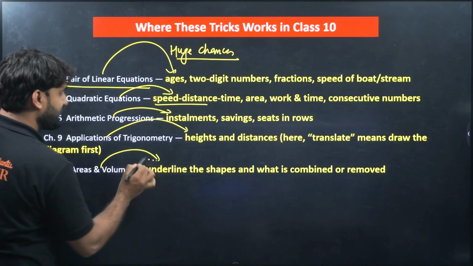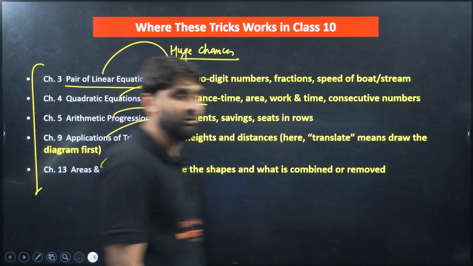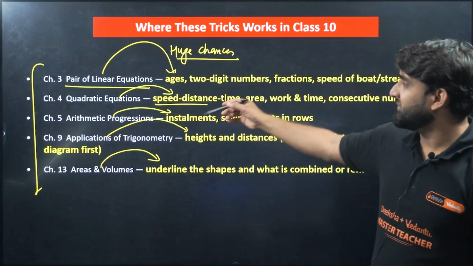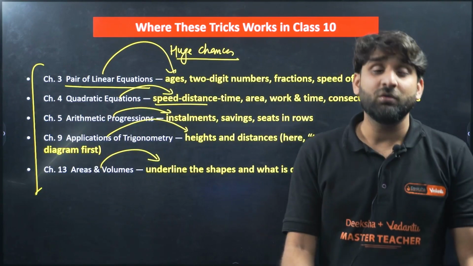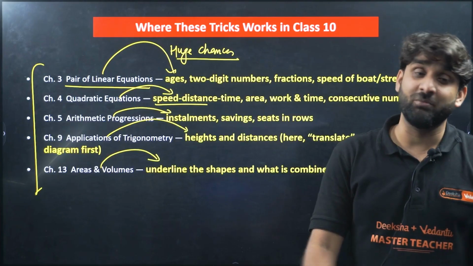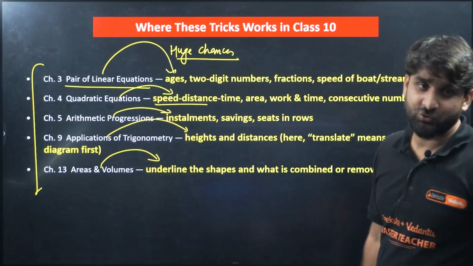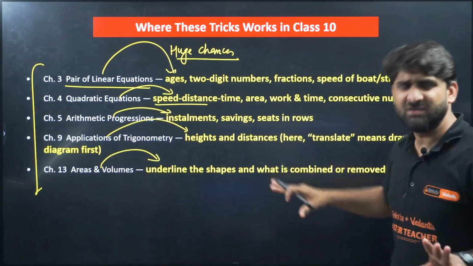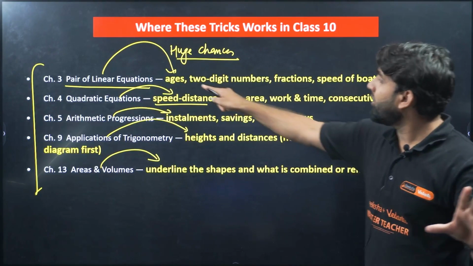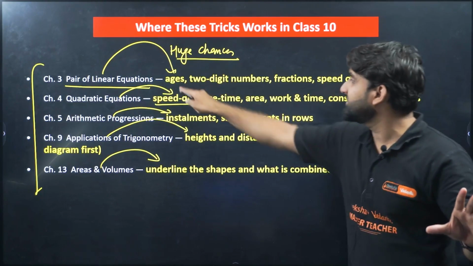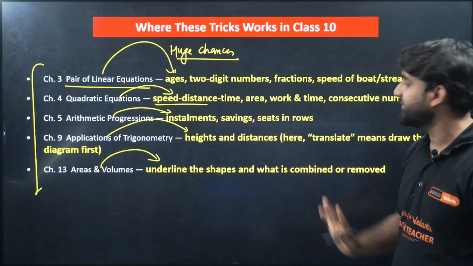And from areas, surface areas and volume. So there are 5 chapters, and you may get a word problem question from any one of these chapters. 1, 2, 3, 4, 5. So please make sure to solve the questions. Practice at least 15 questions on each of these concepts.